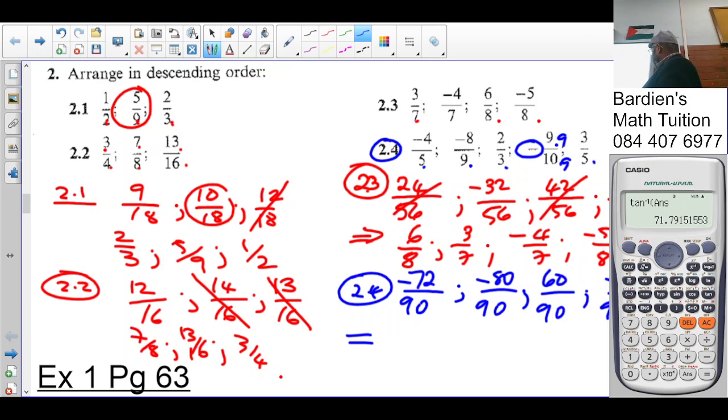So descending is from biggest to smallest. What's the biggest number here? 60 over 90. The number in the middle, 2/3. Then 54 over 90, which is 3 over 5.